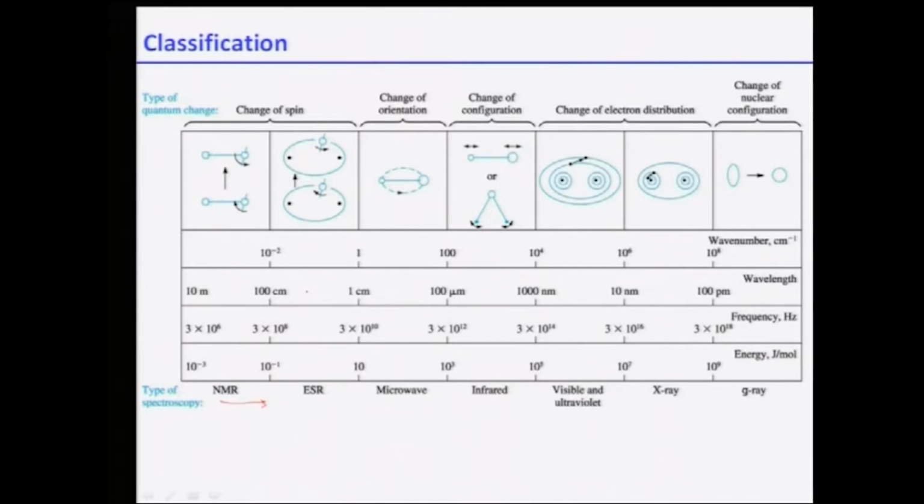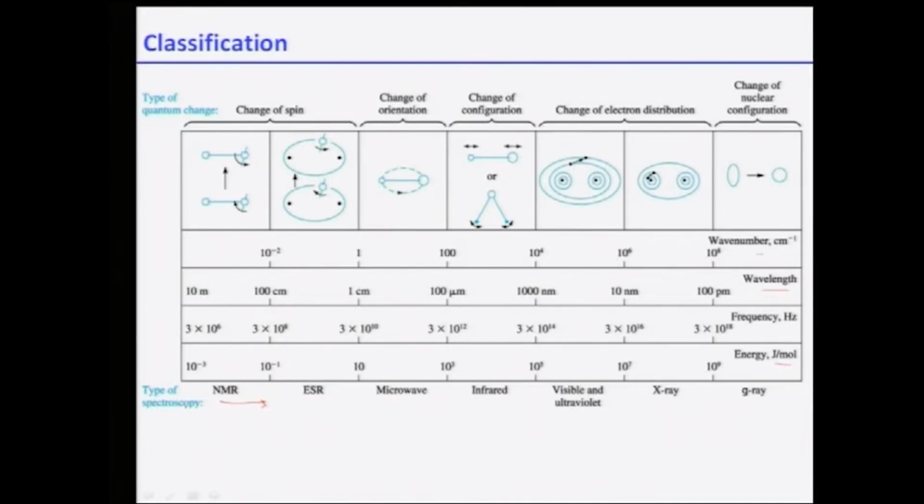This is the frequency, you can clearly see 10 to the power 6, 10 to the power 8, 10 to the power 10, up to 10 to the power 18, and energy is starting from 10 to the power minus 3 to 10 to the power 9 joule per mole, and wavelength and wave numbers can be calculated very easily. Now, if you are focusing on very small energy, that is 10 to the minus 3, 10 to the minus 1 joule per mole, corresponding to very low frequency or rather very high wavelengths, 10 meter to 100 centimeter, which is used for the microwaves and even larger than microwaves.